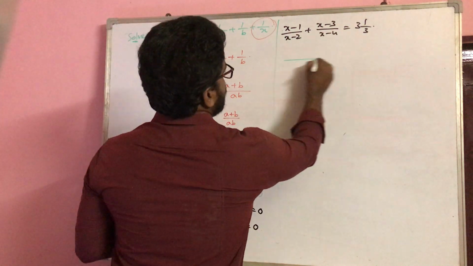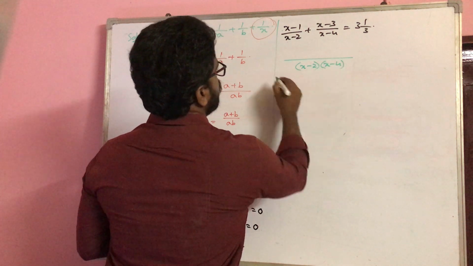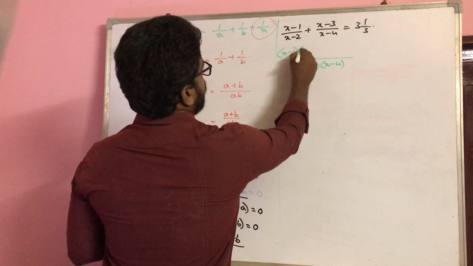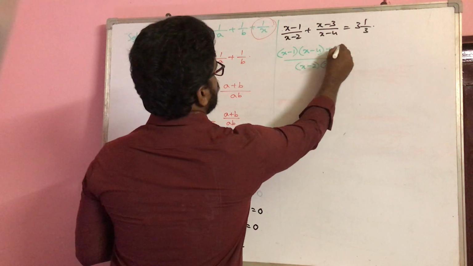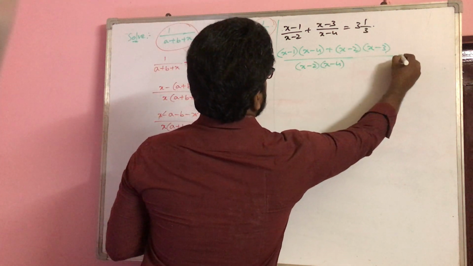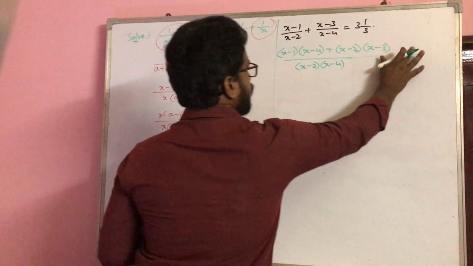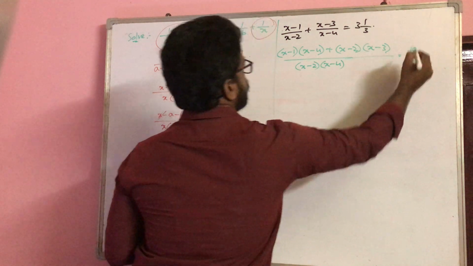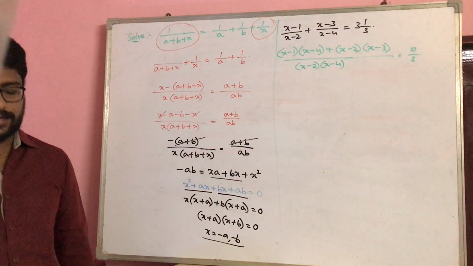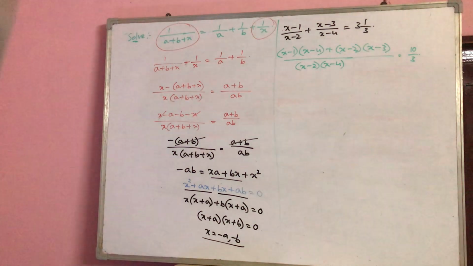If you take the LCM here, I will get (x minus 2) into (x minus 4). The first term will become (x minus 1) into (x minus 4) plus (x minus 2) into (x minus 3) is equal to, if you convert this mixed fraction, 3 into 3 is 9 plus 1, 10 by 3. So we know how we have to do this after simplification.